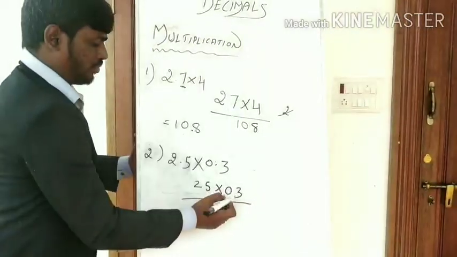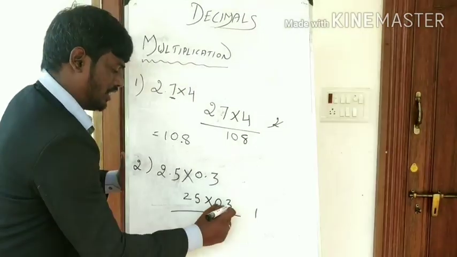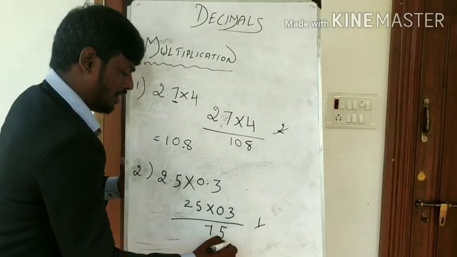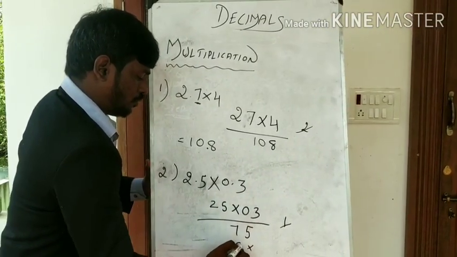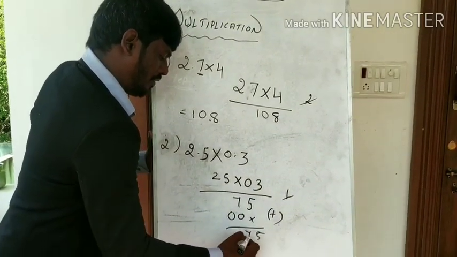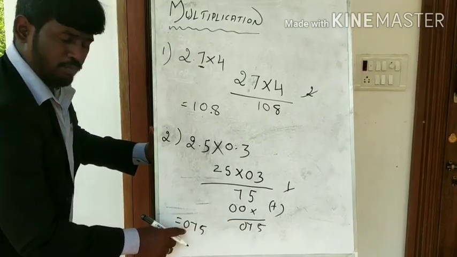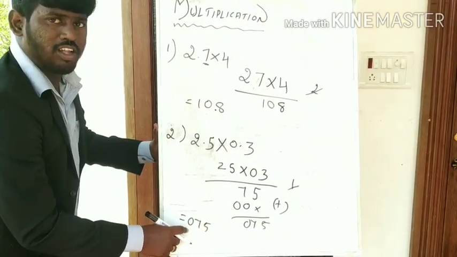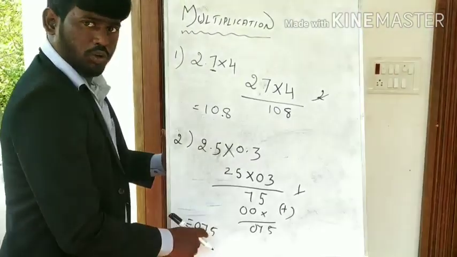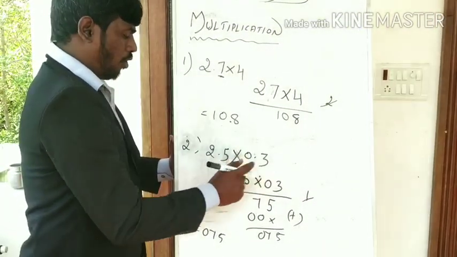Now let me multiply. 3 into 5. 3 fives are 15. Carry over 1. 3 twos are 6. 6 plus 1, 7. Then it will be 0. If we add here, 5, 7, 0. Now the answer will be 0, 7, 5. When you put a 0 before the first digit, it doesn't have any value, but for your understanding I am writing this. Now 0, 7, 5. Now see the question 2.5, 0.3.